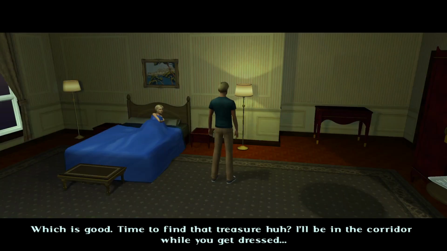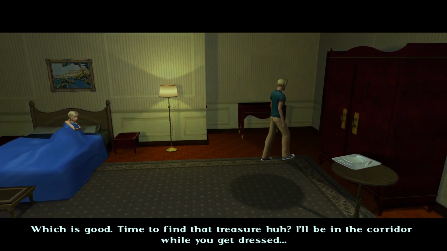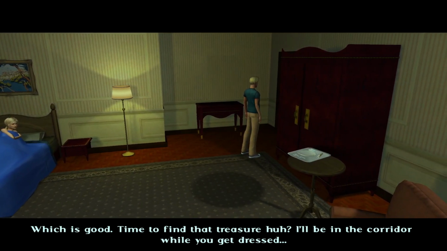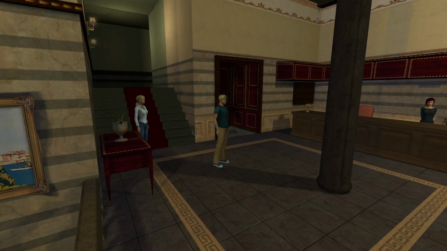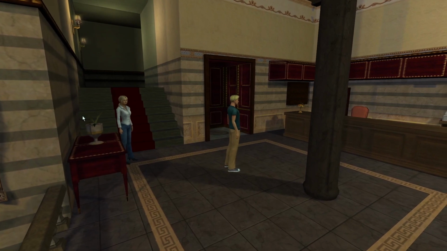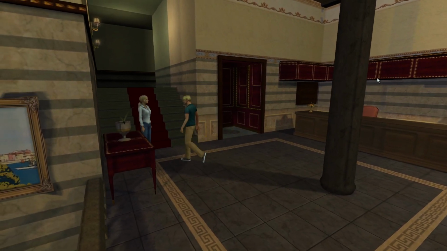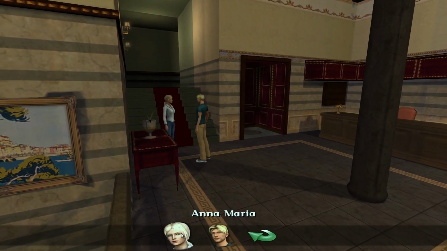Time to find the treasure, huh? I'll be in the corridor while you get... Why did he bring an empty plate on that tray? Why? All set? Yeah, thank you, George. Why wasn't there even just a badly animated piece of food on that tray? It's literally pointless. Alright, let's ask some questions. They like hotels in this game, don't they? This is the second one already.